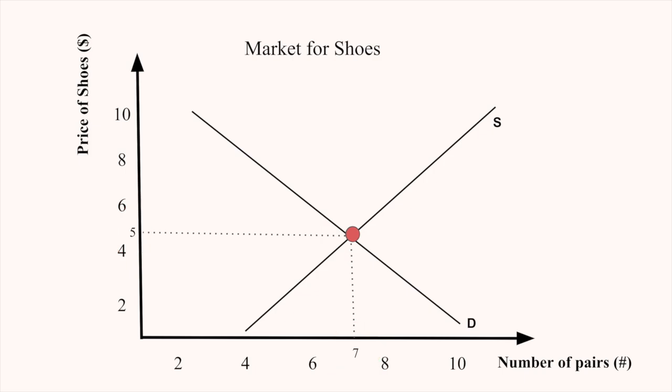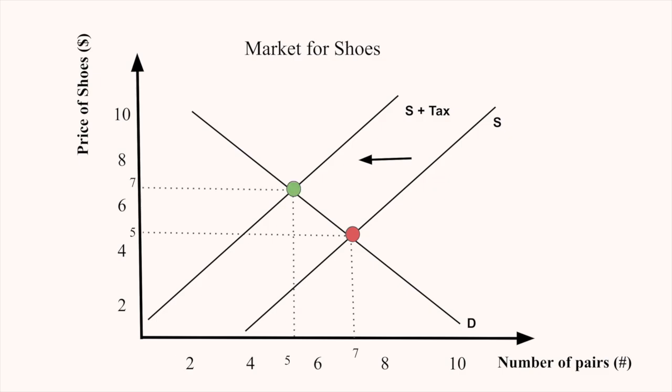Now, when imposing, for example, an indirect tax of $2 per unit of good, you move the supply curve to the left by $2, which would give us a new supply curve here, and we label it S plus tax. This would give us a new equilibrium point here, and our new equilibrium price would be $7, and our new equilibrium quantity is 5 pairs of shoes.